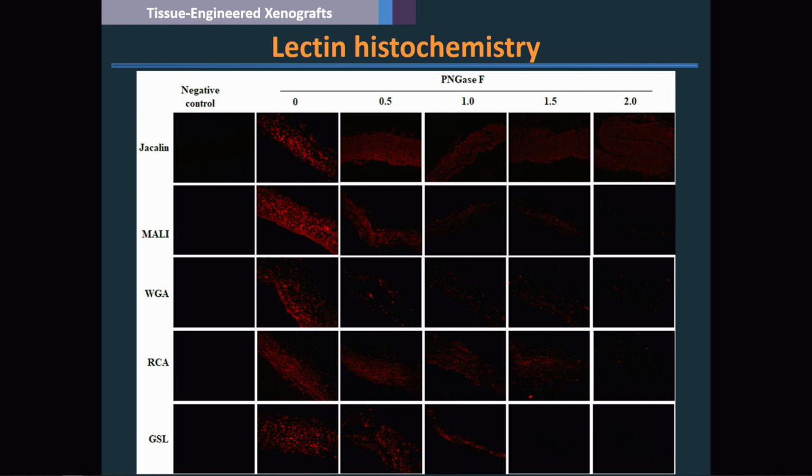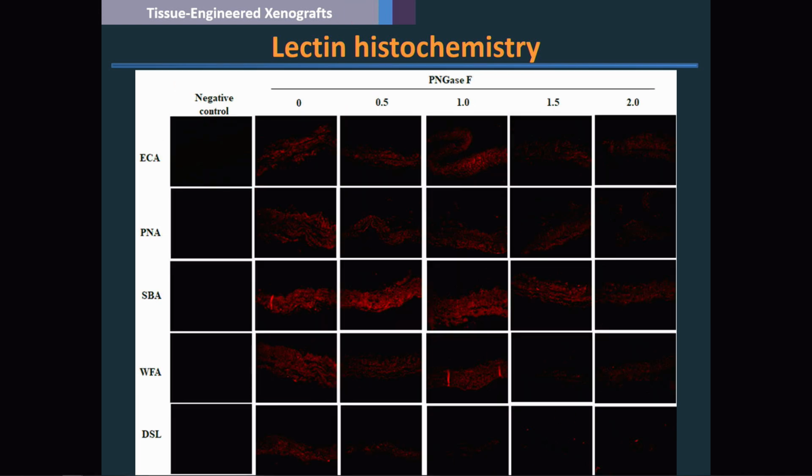And looking at lectin histochemistry, for MAL, WJ, ICA, GSL, the fluorescence signal decreased in a concentration dependent manner. And also for ECA, PNA, SBA, WFA, DSL, the fluorescence signal decreased in a concentration dependent manner.